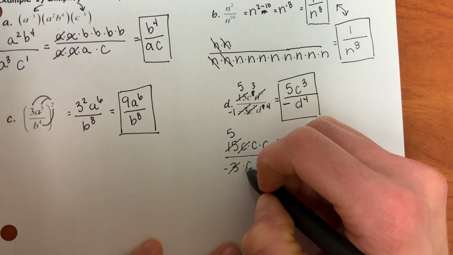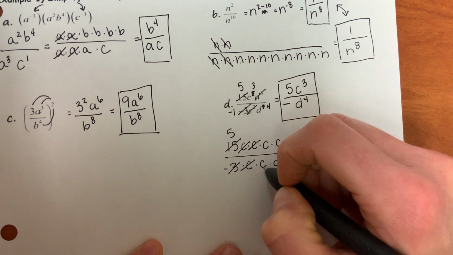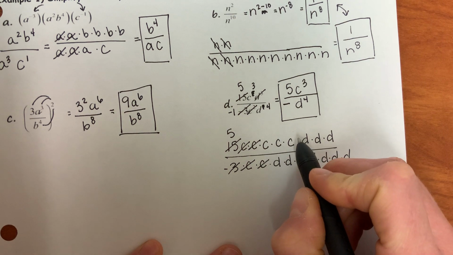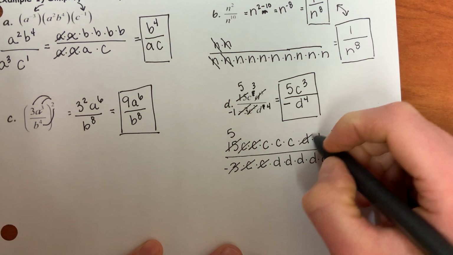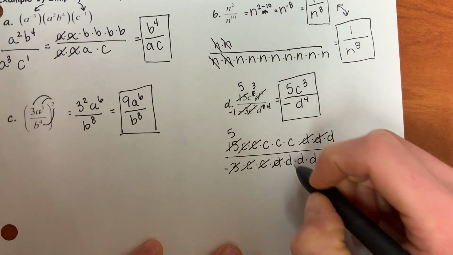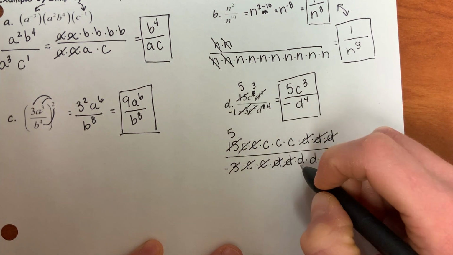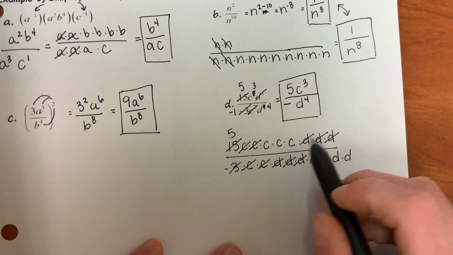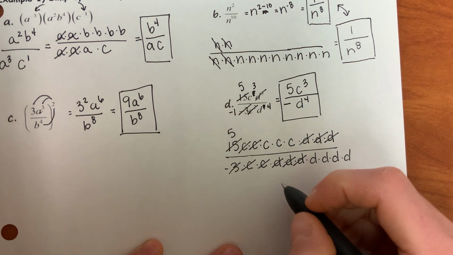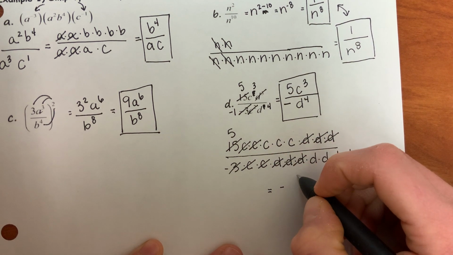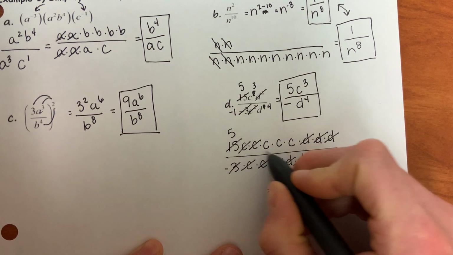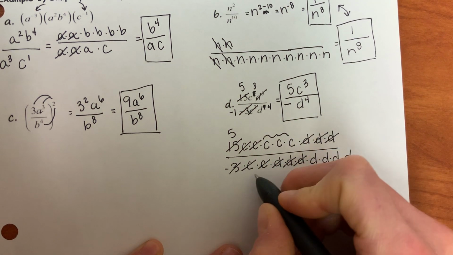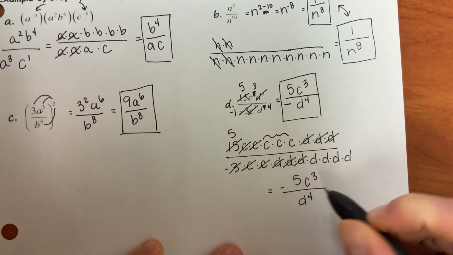Cancel off my c's, 1 c on the top, 1 c on the bottom, another c on top, another c on the bottom. I have no more c's on the bottom, so I just have to leave these last 3 c's. Now let's move on to our d's. So 1 d on top, 1 d on the bottom, 1 d on top, 1 d on the bottom, last d on top, 1 d on the bottom. So I have to leave all 4 of these other d's because I'm out of d's on top. So now if we just write what I have left, I have a negative 5 on top. And then I have 3 c's left, so c cubed over, and then I have 4 d's.